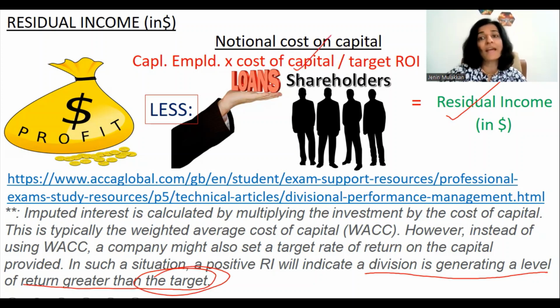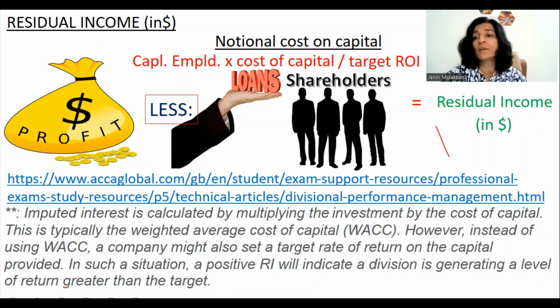If you're taking the cost of capital and you end up with a positive residual income, it means that the profit is generating an income greater than the cost of capital. So whenever the target return on investment is specifically given in the question, then for evaluating the division, it is advisable to take this target return, because that is what is specified by the head office.